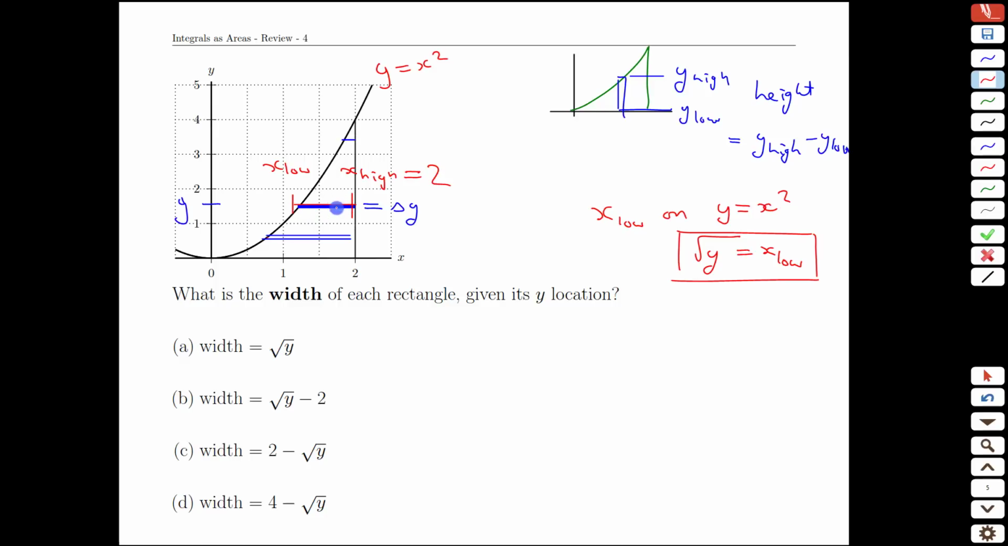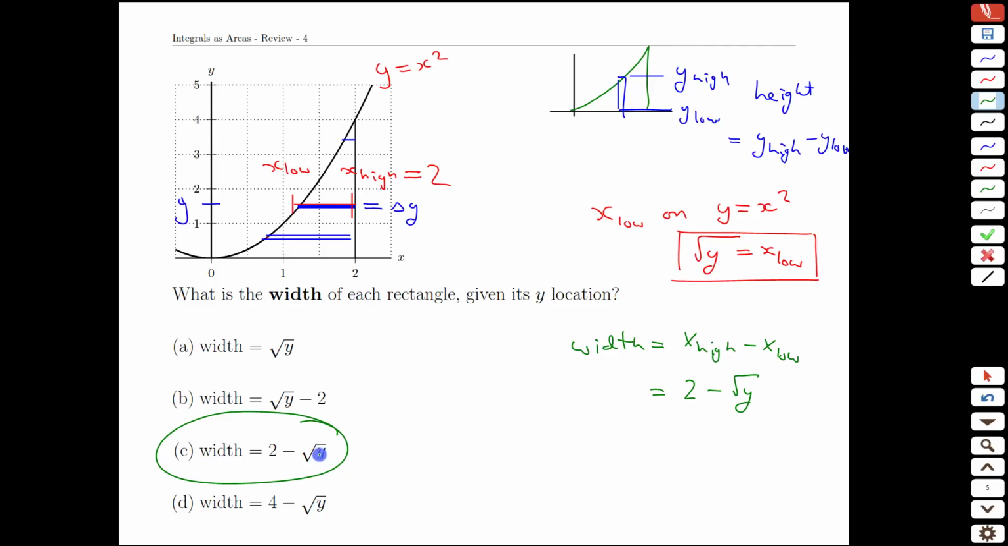And if we put this together, we have the end of the interval is always 2. The start of the interval is always at root y. And so this width is going to equal the x high minus the x low. And that is going to equal 2 minus root y, giving us the answer here, C.